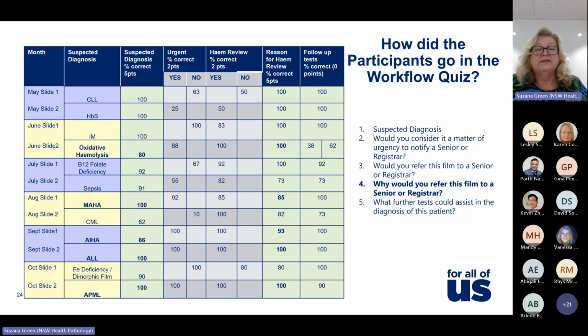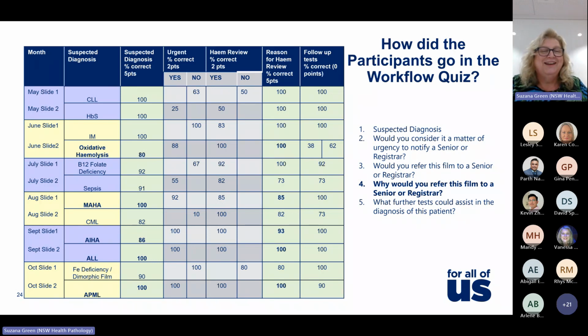The other one was, why would you refer it? Again, that was question 4. Pretty much 100% on that, bar a couple. And that's a critical one. You know, is it because it's a MAHA or an APML? So we expected our morphologists to do really well there. The variations came here: is it an urgent one where you have to actually chase a haematologist or a registrar? We got some variables on that. And secondly, would I refer it to a haematology registrar?